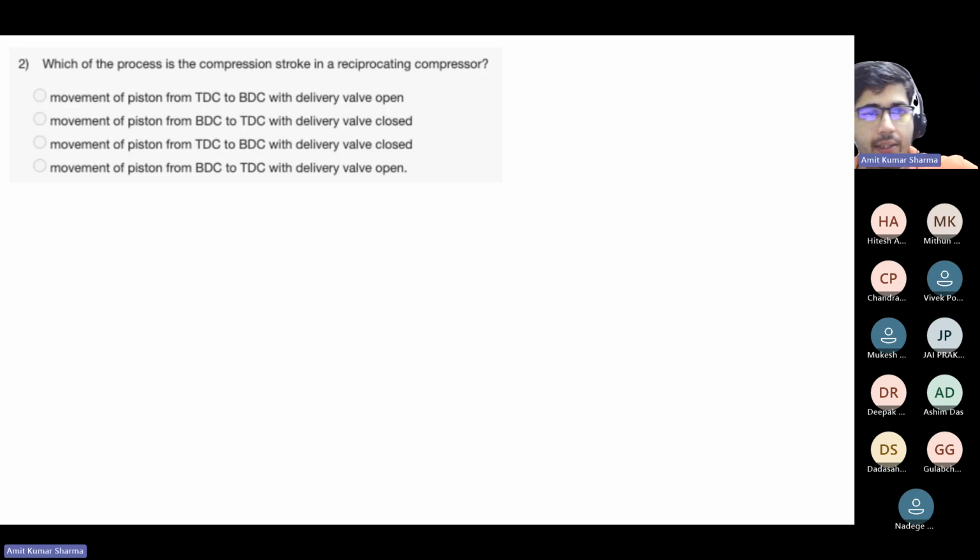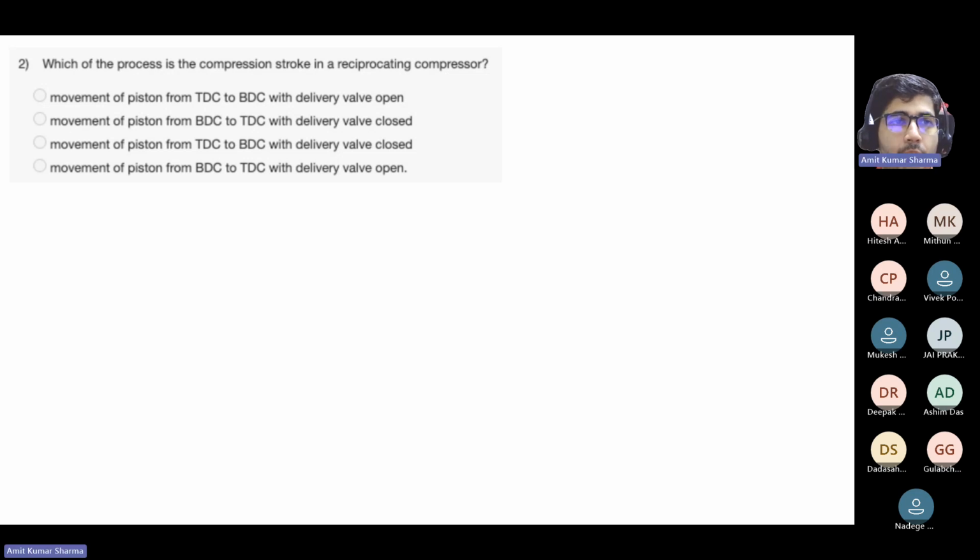What are BDC and TDC? Bottom dead center and top dead center. When the piston is towards the crank end, it is BDC. When it is towards the top, that is towards the valve, it is TDC. That's where the valves open and you get compressed.